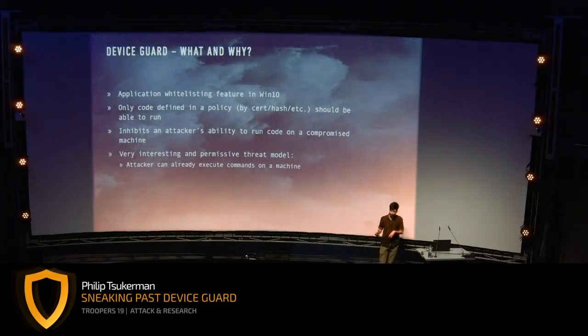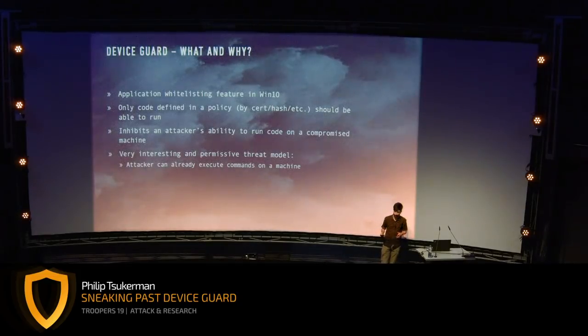And this gives us a pretty permissive and pretty interesting threat model, because the types of things you could abuse to circumvent Device Guard are pretty much anything you will natively have on a machine, because you're basically already able to execute commands. You're just not able to execute arbitrary code.